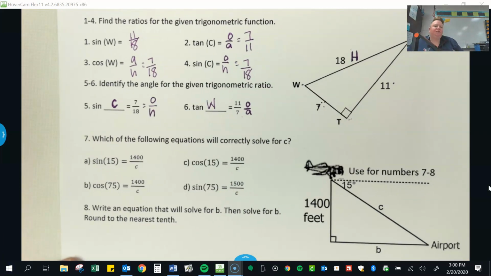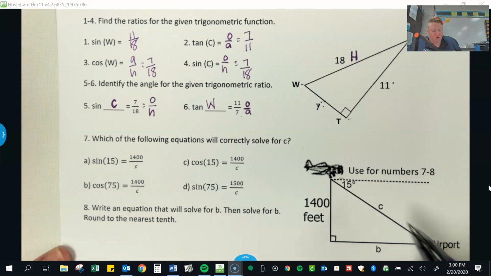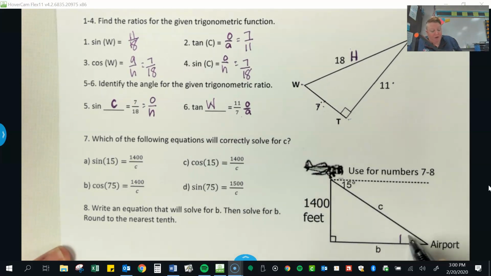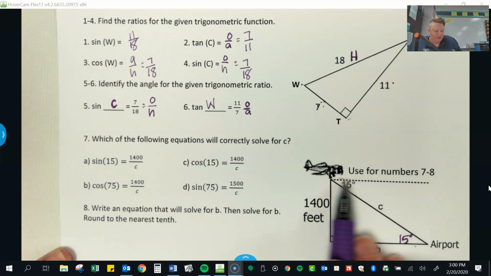Now they want to know which of these 4 choices will correctly solve for C. I've talked about this with my students. Hopefully you remember on your test tomorrow that the angle of elevation and the angle of depression always go right here, and they're always the same. So if they give you this angle, you can go ahead and write it right here and then solve your right triangle as normal.